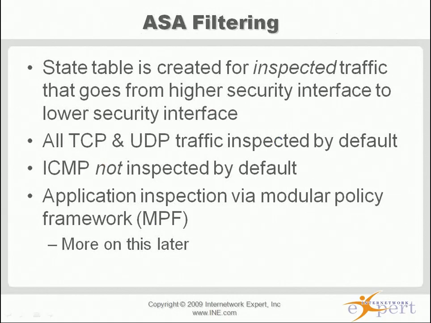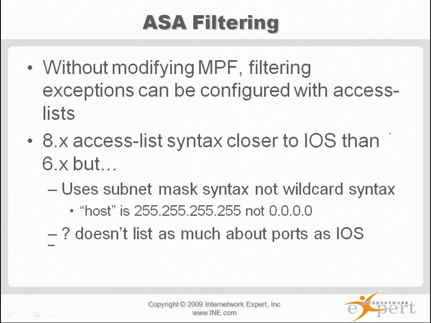Getting into access lists themselves, if you're not getting into policy adjustments or filtering adjustments, you can also do just the access list on your interface. For the most part, your access list syntax is closer to IOS than earlier versions were. However, there are some slight differences. One is that it uses the subnet mask rather than the wildcard mask when compared to how it's done on a router, and also that you have fewer options in the context help.